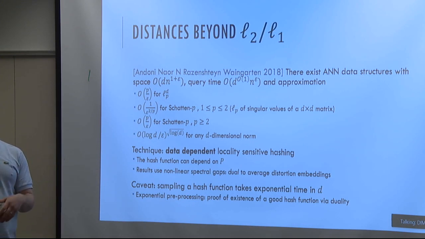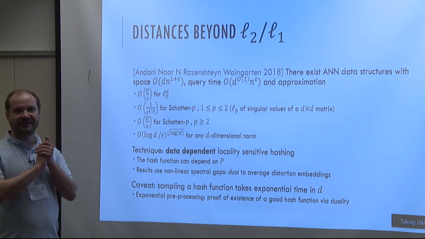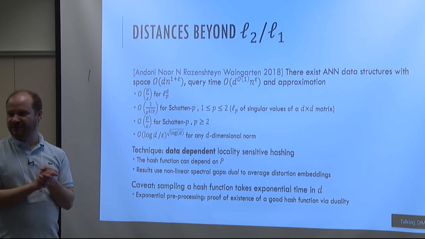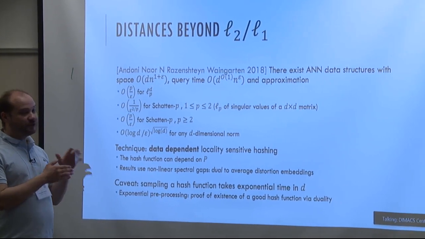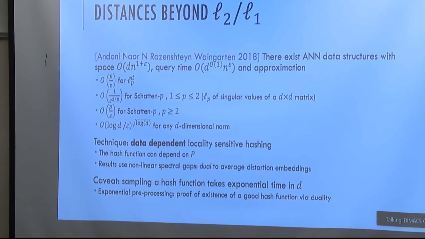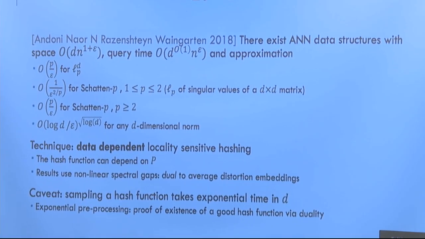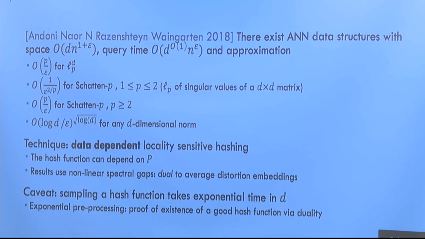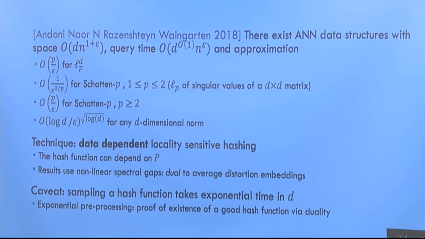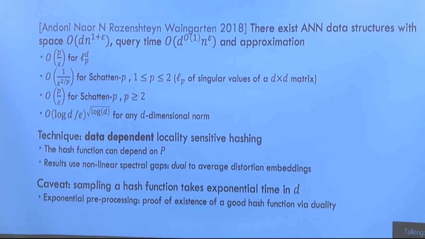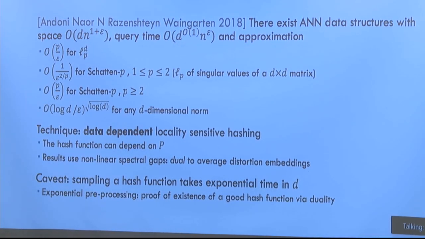So it grows faster than we would like, but it is better than applying John's theorem and just applying a data structure for L2. This is maybe something else I should have said. One thing you can always do for an arbitrary d-dimensional norm space is apply John's theorem and just solve the problem in L2. That gives a square root of d factor approximation, and similar space and time to what we can get for L2, because we're really running a data structure for L2. All of these are better than that. That's the main point, including for any d-dimensional norm.